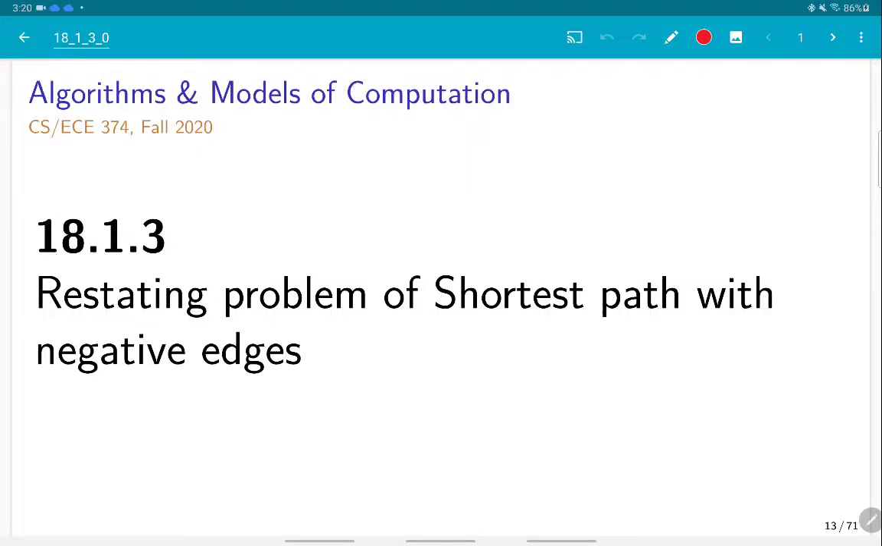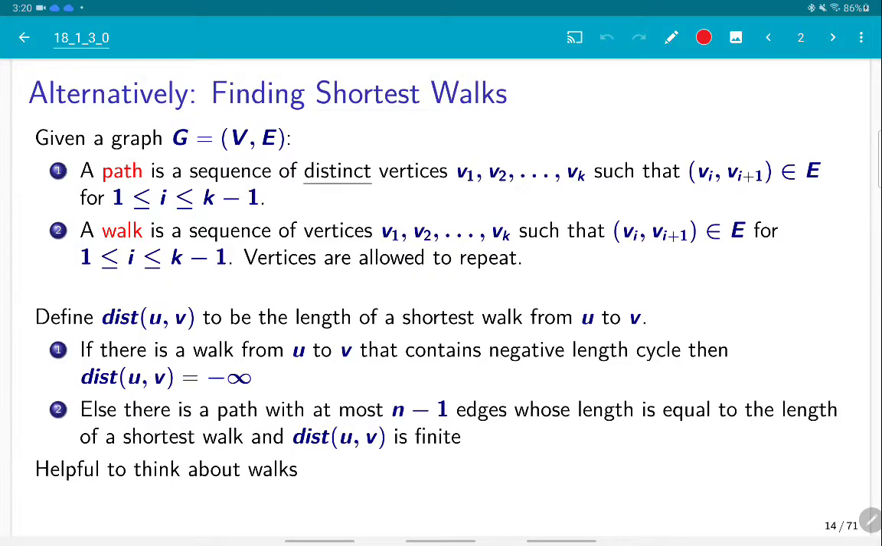Okay, so as hinted already, the right way to think about this problem with negative weights on the edges is to think about walks, right? So let me remind you, a path is just a sequence of vertices in the graph connected by edges such that no vertex is visited more than twice. A walk, on the other hand, you're allowed to visit a vertex more than once, right?